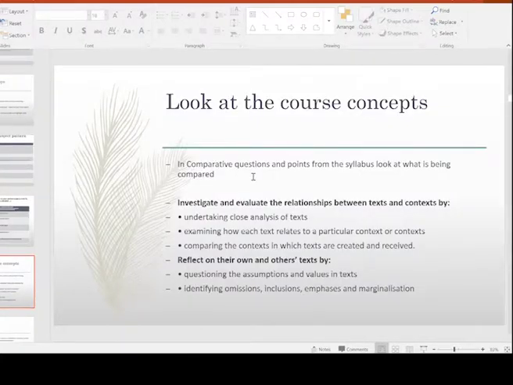Now, in this essay, you can almost guess what the questions are going to be by what's in the course. So this is copied from the course concepts. So we are investigating and evaluating the relationships between text and context. So that means you have to understand that Exit West comes from a modern context where people are starting to complain and fight against the mistreatment of refugees. People are concerned about their fellow man in today's society.